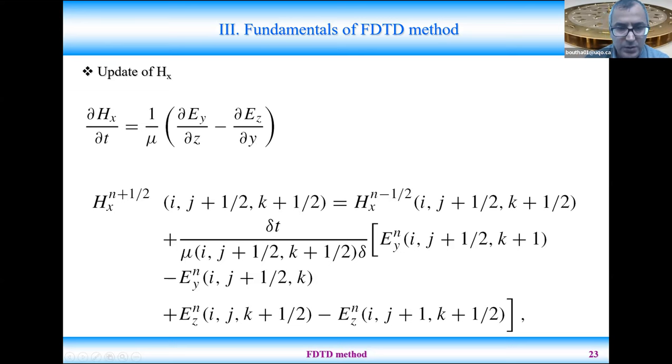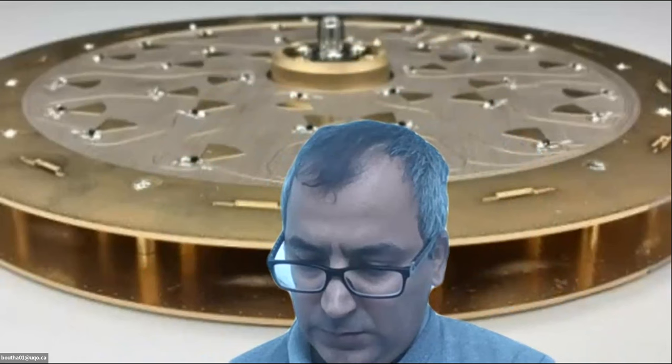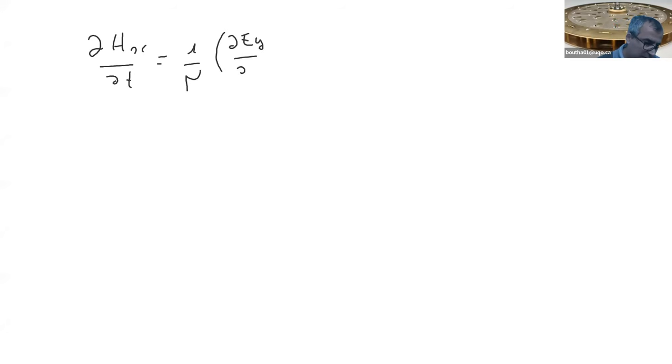Let me stop sharing here. I have to use the tablet. So the first equation is delta Hx over delta t equals 1 over mu, delta Ey over delta z minus delta Ez over delta y.